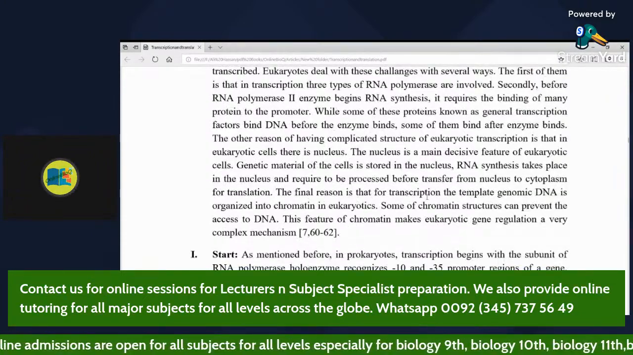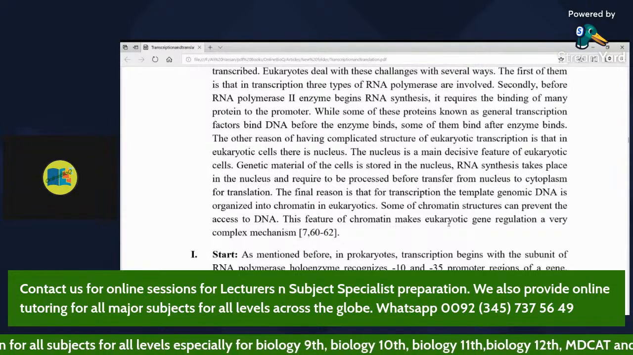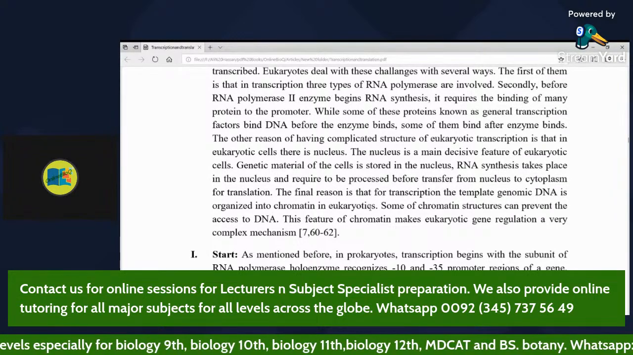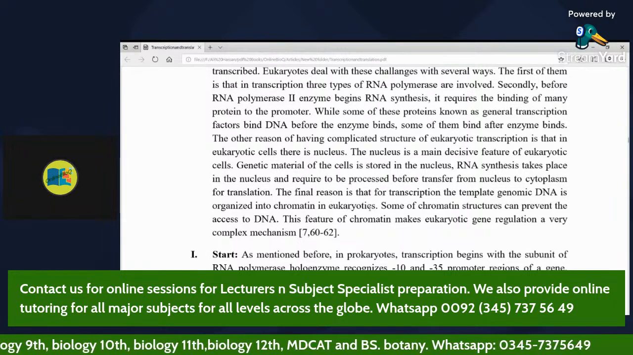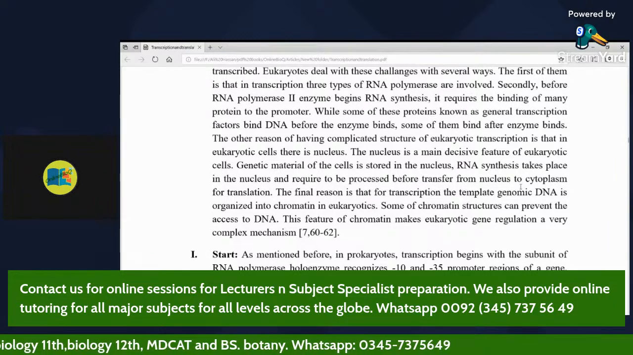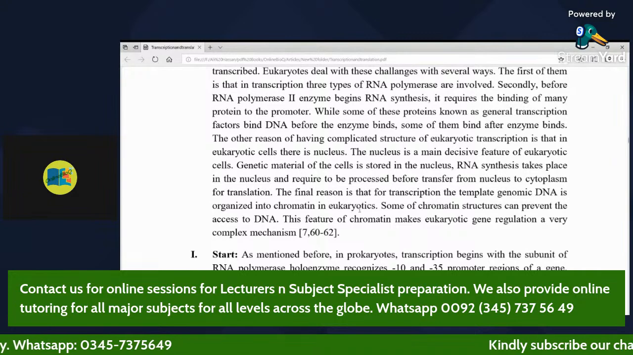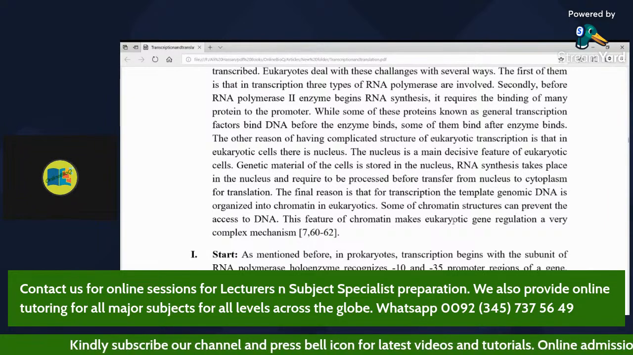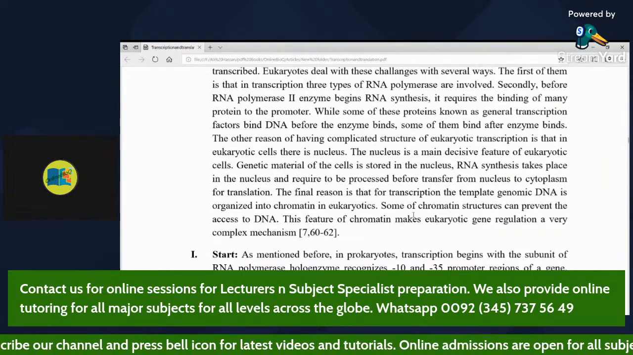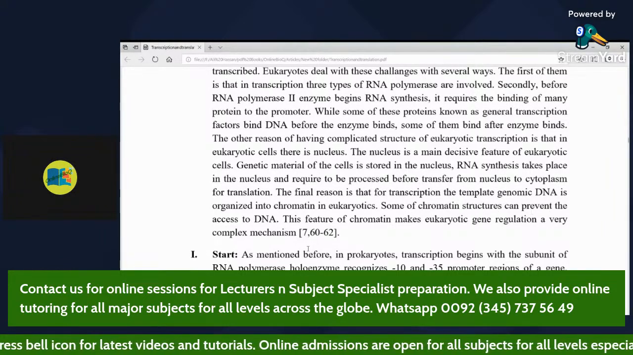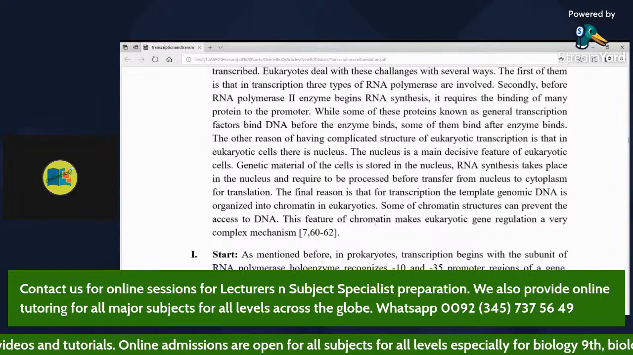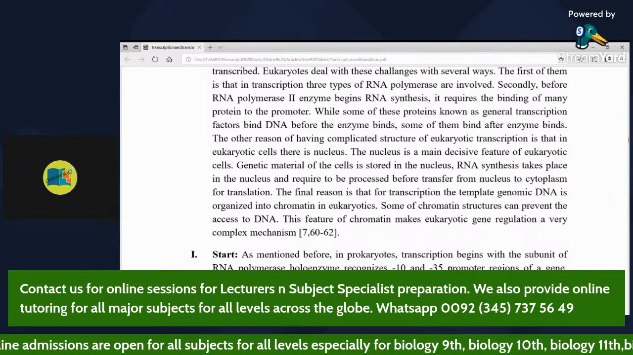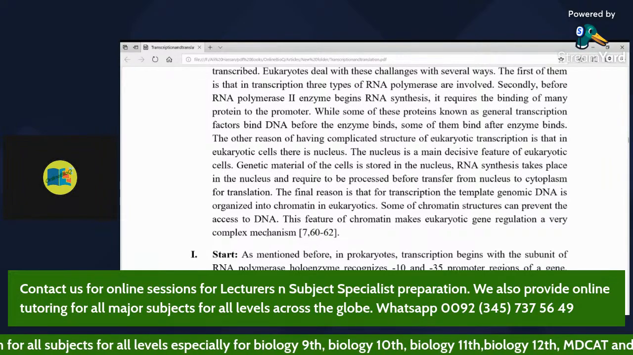The final reason is that for transcription, the template genomic DNA is organized into chromatin in eukaryotic organisms. Some chromatin structures can prevent access to DNA. We know there is some junk DNA that is never expressed. This feature of chromatin makes eukaryotic gene regulation a very complex mechanism.